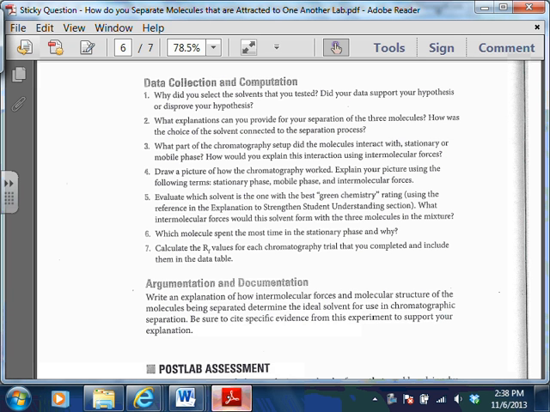Okay? And here are the post-lab questions. So number one, this is going to be more of an individual thing. Why did you select the solvents you tested? Did your data support your hypothesis or disprove it? So for that first one, that's kind of just your own thing. Why did we select the ones we selected? What was the idea in our head there? Did the data that we collected end up supporting what we picked, or did it surprise us a little bit or disprove our hypothesis?